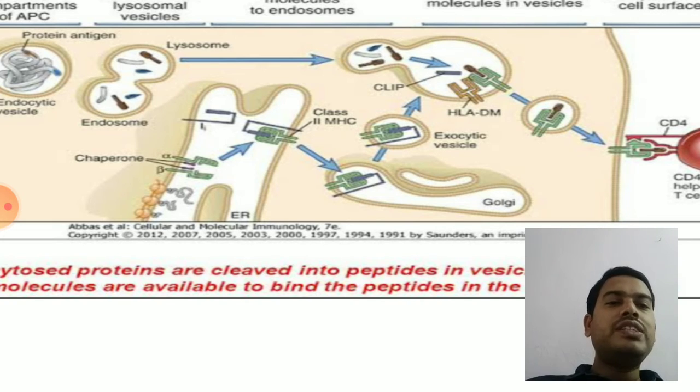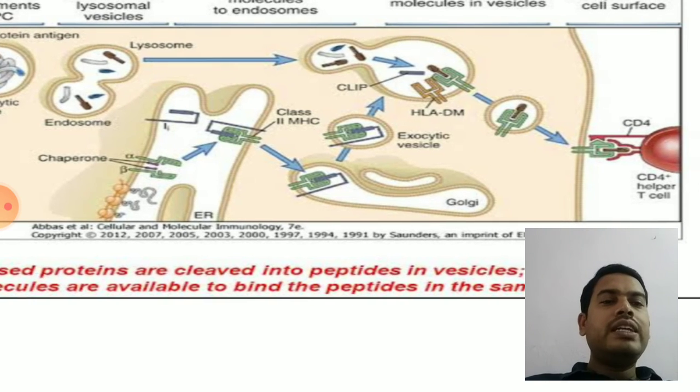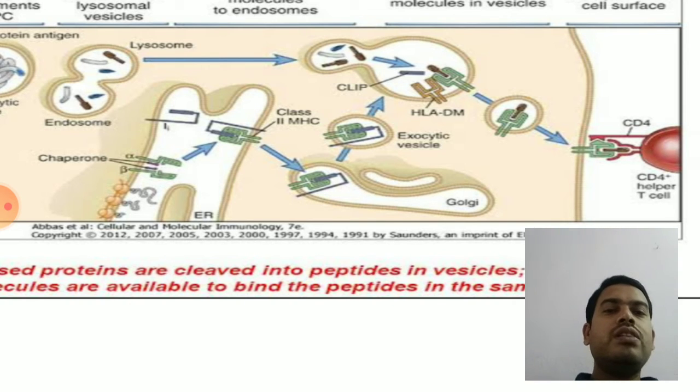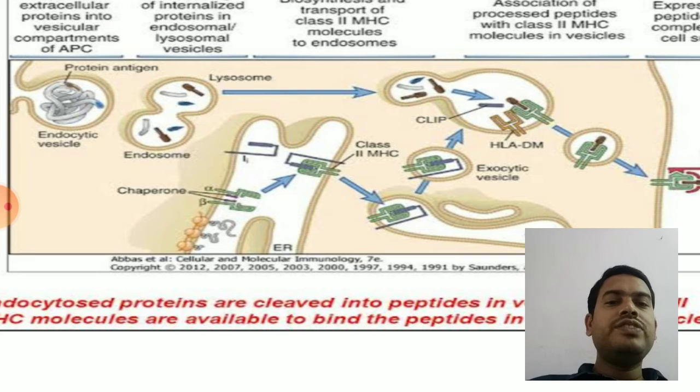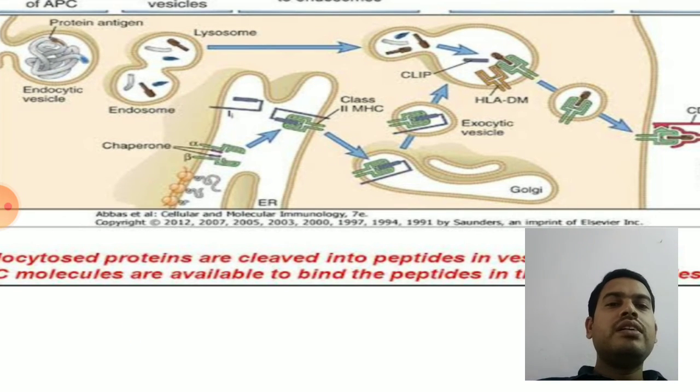From there, as a vesicle, the MHC class 2 molecule with antigenic peptide will be transported onto the transmembrane region, where it will present the antigenic peptide to CD4 receptor containing T helper cells. This is how the exogenous antigens which are engulfed are processed by the endocytic pathway by class 2 MHC molecule and presented to T helper cells.